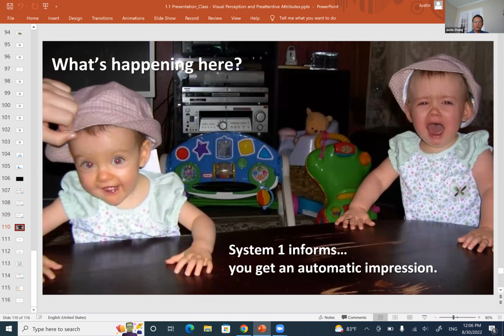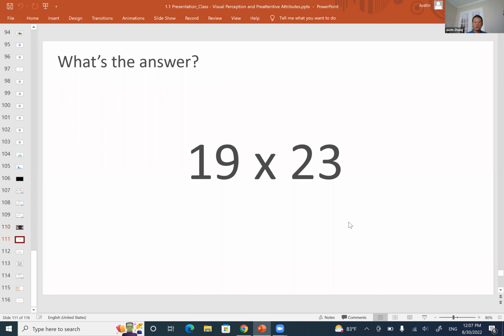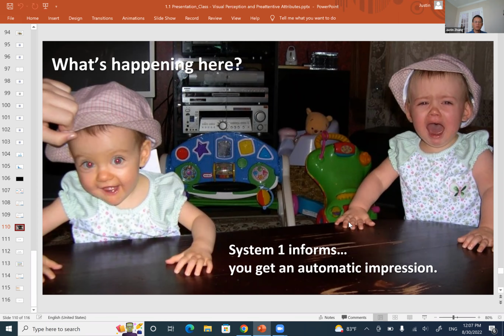So look at this example. Are you using system 1 or system 2? The first impression that system 1 tells us is we have these twins, one is happy, one is crying. Then we want to understand what has happened. Why is the left girl smiling, but on the right-hand side, the other girl is crying? That's how we use our two systems trying to interpret the world surrounding us.